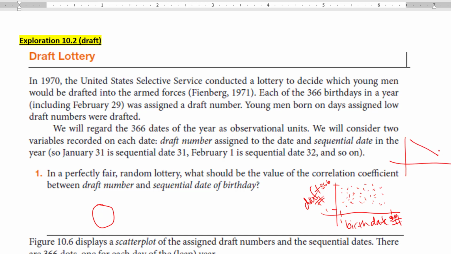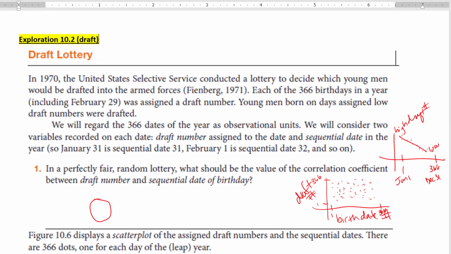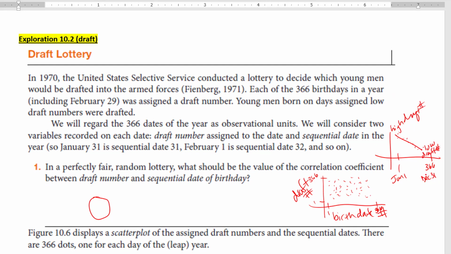So, for example, if it had looked like a linear pattern like this, that would mean people who were born like January 1st had a high draft number, and people who were born down here with birth date 366, which is people born December 31st, would have a low draft number. And that wouldn't be fair. That would mean all the people in December were the people who would get called up to be drafted, and the people in January would be very unlikely to be drafted. Similarly, it would be unfair if it were a line that was increasing, because then the people in January would be likely to be drafted and the people in December would be unlikely to be drafted. Either one of those would be bad, would be unfair, would not be random. We want it to be completely random scattered dots with correlation coefficient 0 or very close to 0.